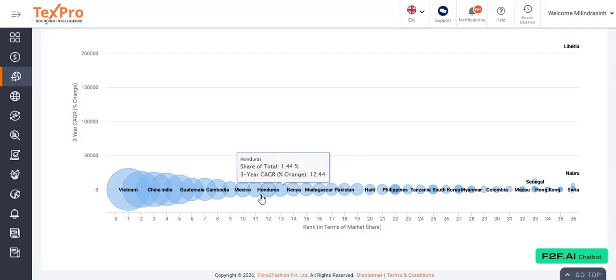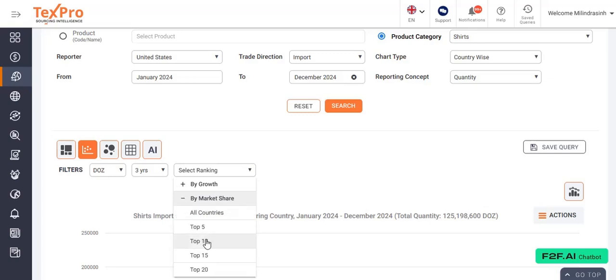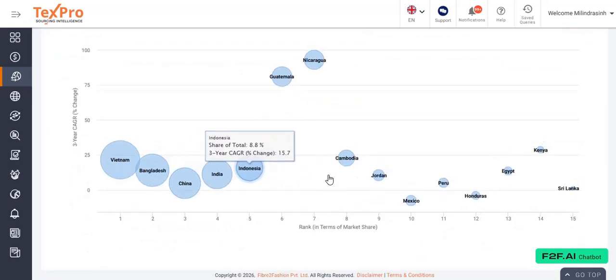Now there are too many partnering countries, so I can filter this down by selecting the number of countries that I would like to see. Based on market share, I want to only see the top 15 countries. So from here, I am seeing the leading 15 countries in terms of total import shares of the US for shirts.